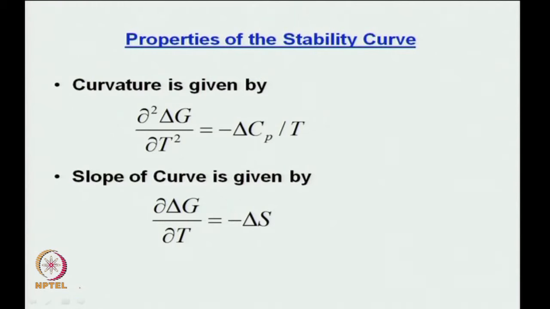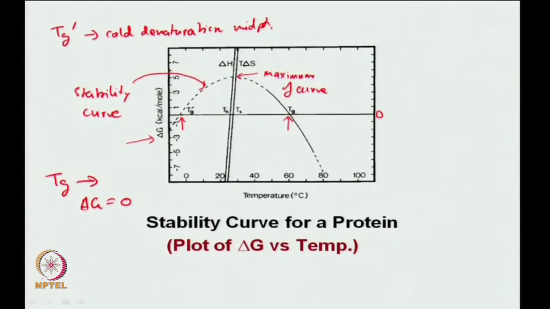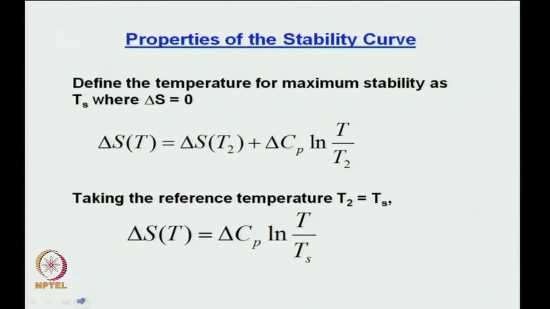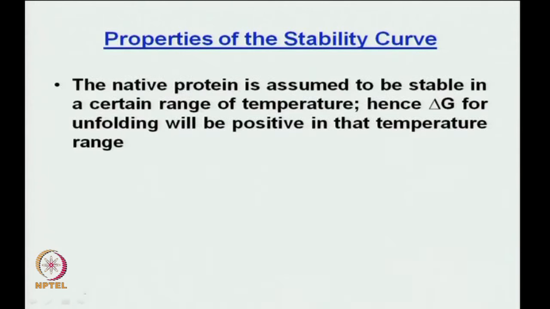One more thing was the curvature. You can see the curvature depends upon delta Cp, and the slope of the curve is given by delta S. Where the slope of the curve is the maximum, delta S should be equal to 0. That means the slope of the curve corresponds to that temperature where delta S is equal to 0, that means Ts. So, that is what we refer to. Another diagram we are going to come to very soon.